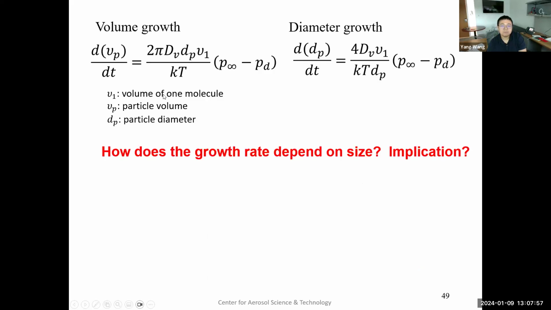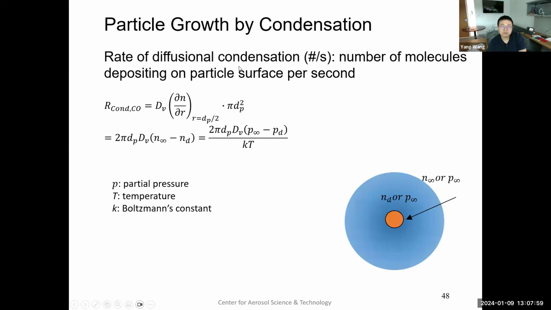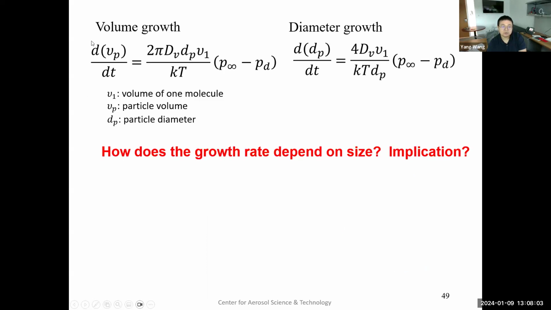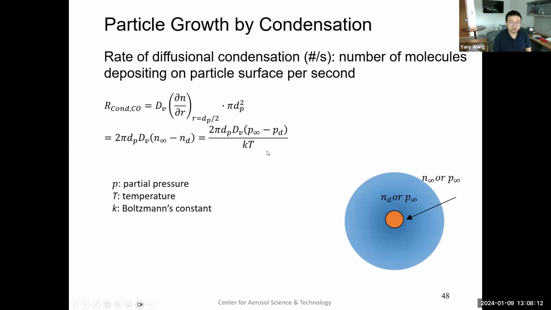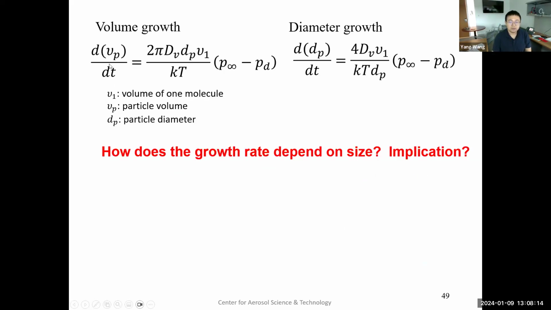And then you can build up this equation. Since you know the condensation rate, the vapor added onto the particle is going to cause a volume change, right? So you can directly equate this rate to the change of the volume. You can see that the change of the volume is proportional to the size of the droplet or particle. So basically, the larger the particle, the faster the volume change.